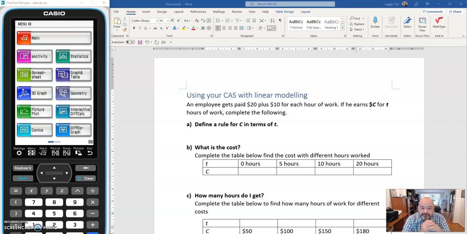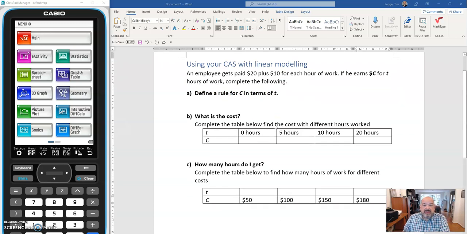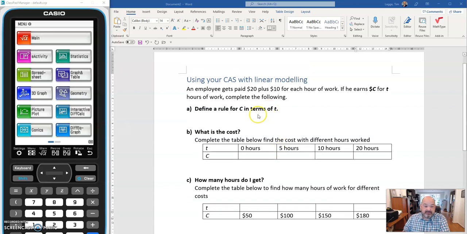Away we go. So this is the situation we're looking at. An employee gets paid $20 plus $10 for each hour of work. If he earns C dollars for T hours of work, complete the following. So here's the things that we've got to do. We've got to define a rule for C, the cost, in terms of T, the number of hours he works. And then we're going to use that rule to do some quick calculations. And this is where the algebra gets saved.